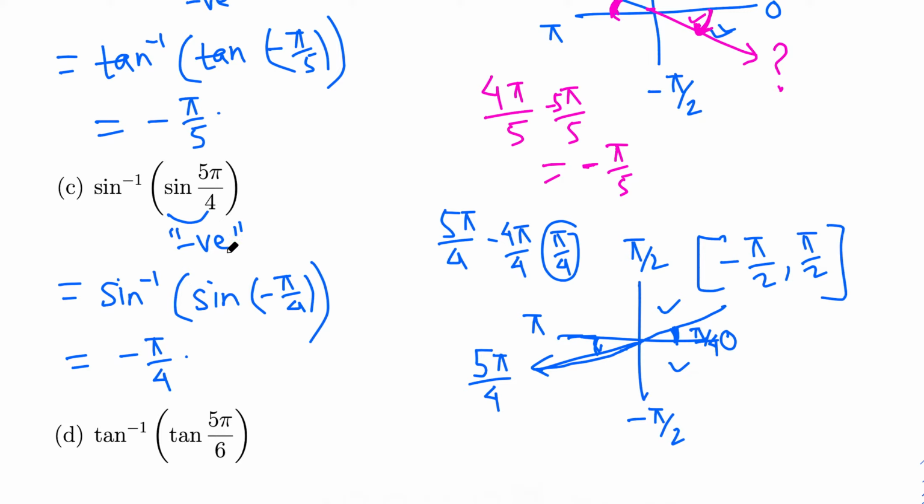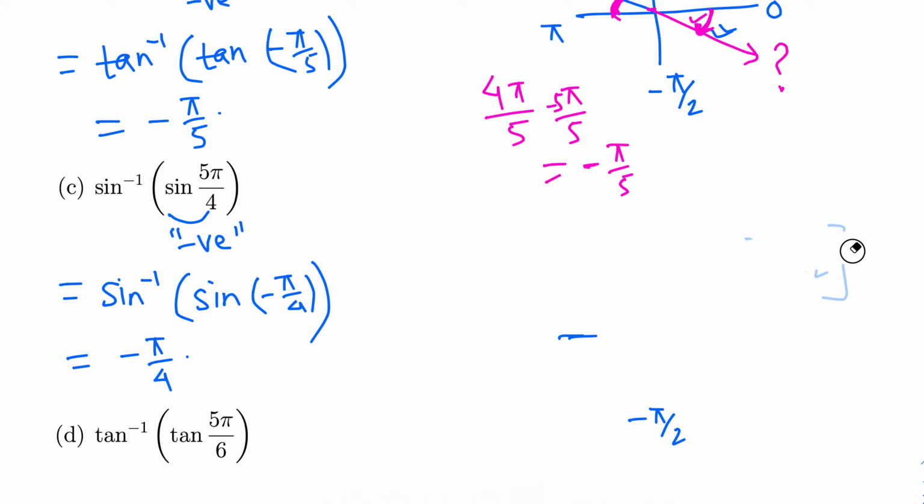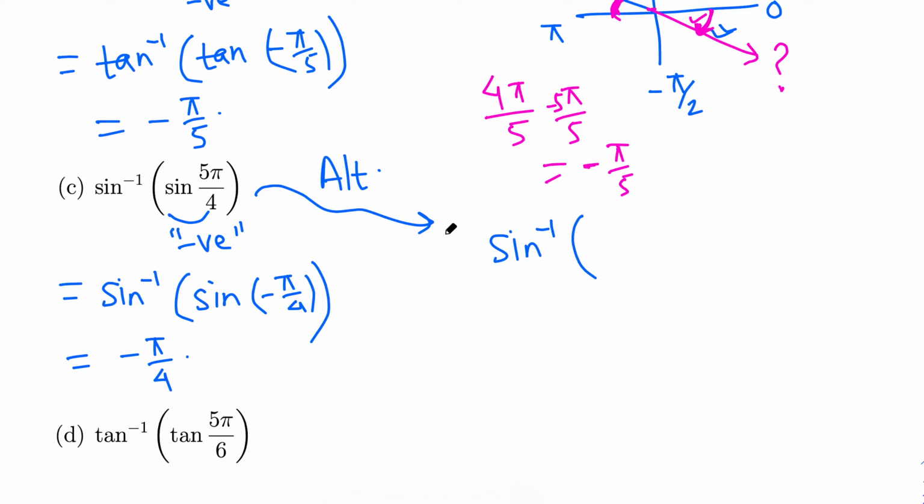Alternatively, pi over 4 is a standard angle, and we didn't have to do this. I would show you the easier way. I just showed you the general way, but alternatively, sine inverse of, now we can find the value of sine pi over 4 looking at the unit circle, because this is a standard angle, and you would get negative root 2 over 2.